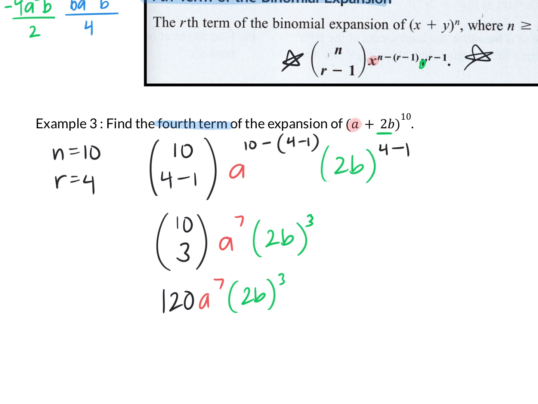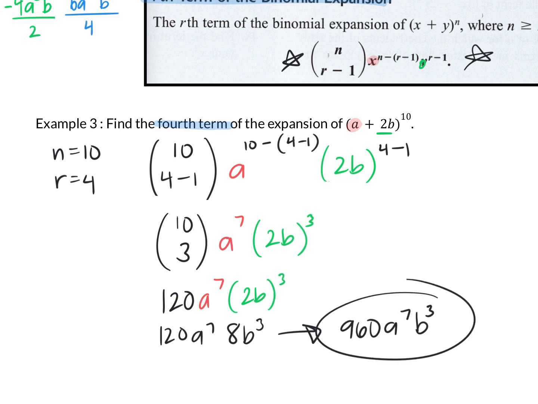Now, if I wanted to fully simplify this, could I do some more? Yeah, I could rewrite this again. 120a to the 7th. What would this simplify to be? 2b to the 3rd power. 8b to the 3rd power. Which I could simplify one more time for my final answer of 120 times 8, which is 960, a to the 7th and b to the 3rd. So that is the 4th term in my expansion of this binomial to the power of 10. Okay? That is it. Okay?